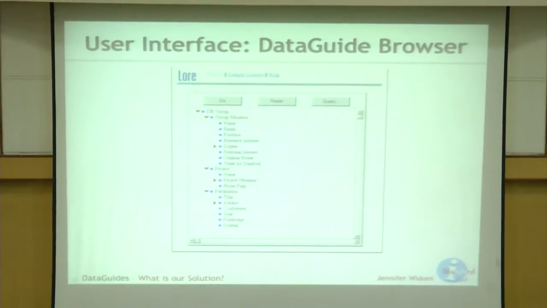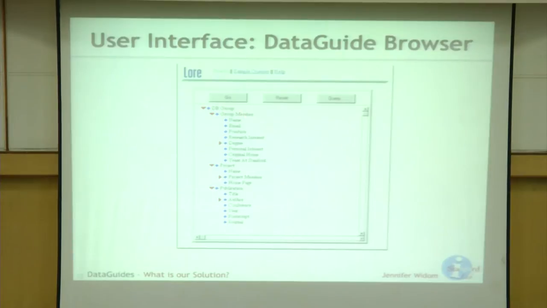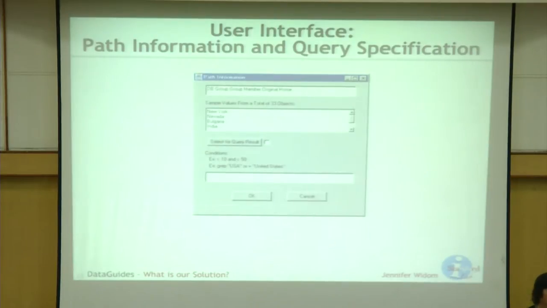It says the group has group members, projects, and publications. The members have name, email, and so on. You can think of this as the graph. And of course, not everybody has to have all of those elements. So this is the data guide satisfying the properties of the data guide. You can open and close things and so on, pretty standard. So users could browse the data guide, and then they could also look at information about specific paths. This one says, I want to learn about group members' original homes. And it gives sample values of where they came from.